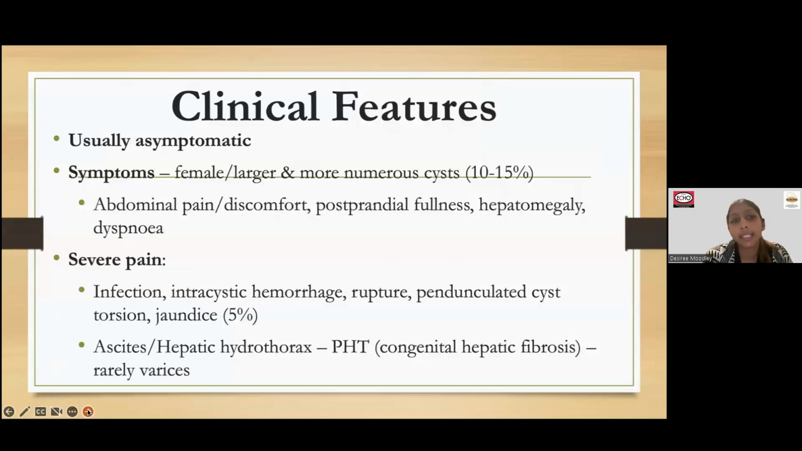And they present usually asymptomatic, as I mentioned, and symptoms in females tend to be a bit more severe. They have larger cysts and more numerous cysts. They can present with abdominal pain, discomfort, postprandial fullness, basically mass effect, as well as a large liver, dyspnea. And if they have severe pain, then you need to suspect a complication, such as infection, a hemorrhage or a rupture. They can also have jaundice, depending on where the cyst is sitting. And if it's ruptured, they may have ascites, hepatohydrothorax, and really can also have pulmonary portal hypertension, especially if they also have congenital hepatic fibrosis.